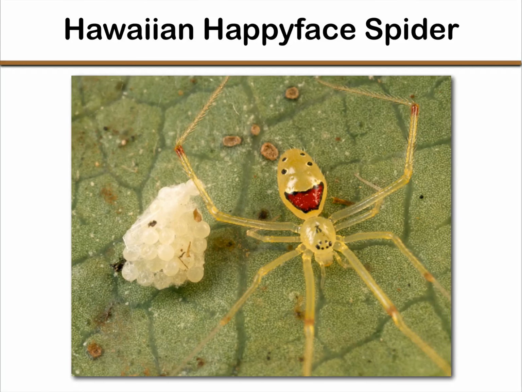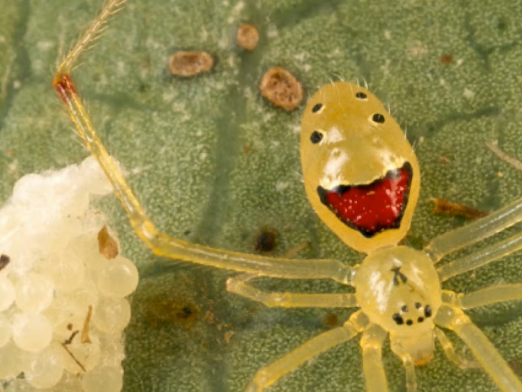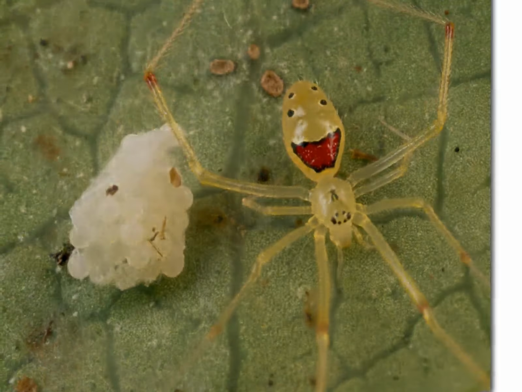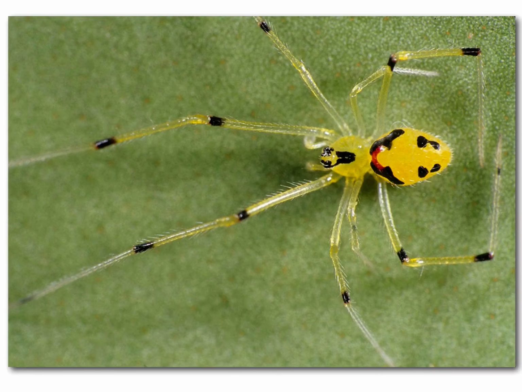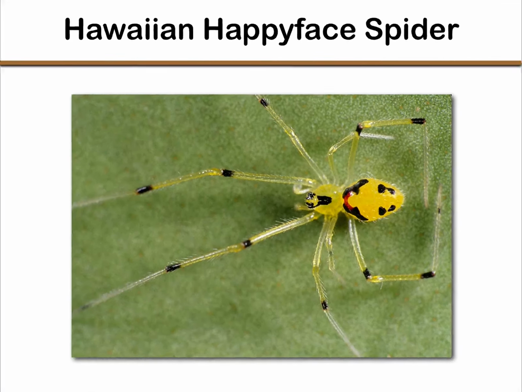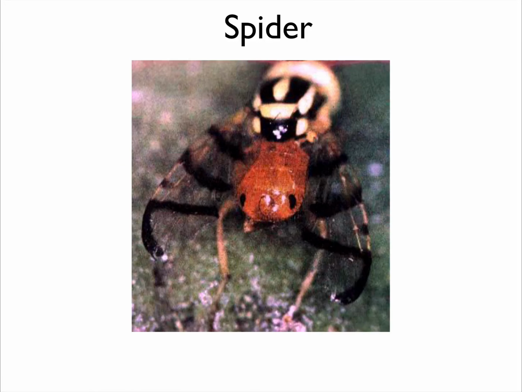There's a spider, eye spots. It's the Hawaiian happy face spider. Also has a happy mouth. Another one, again, eye spots, but a happy mouth. I mean, it actually looks like a full face. That's why the official name is the happy face spider. And here's another spider, and you can see eye spots.